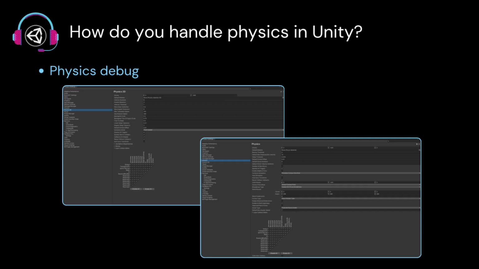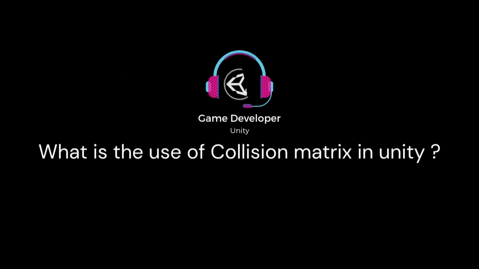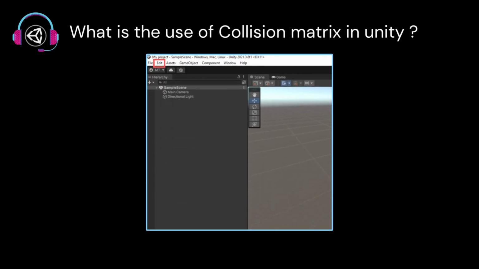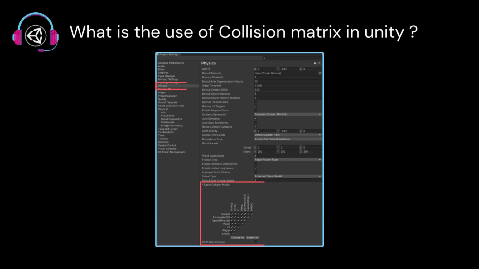Let's move to the next question. What is the use of the layer collision matrix in Unity? The layer collision matrix lets you choose which physics layers can collide with each other. You can find it under Edit, Project Settings, Physics for 3D and Physics 2D for 2D. The layer collision matrix controls which layers can interact or collide with each other.